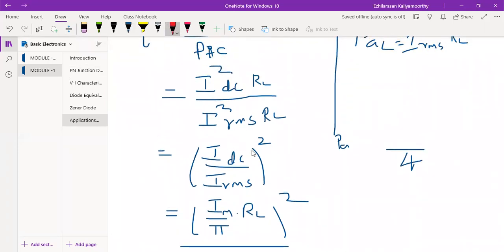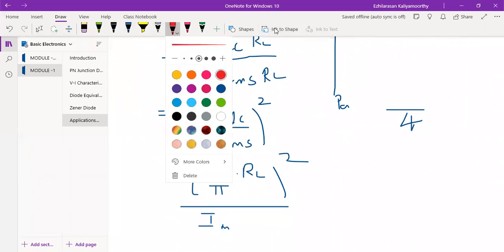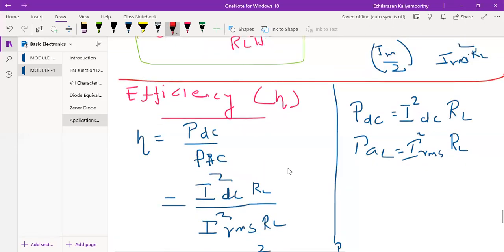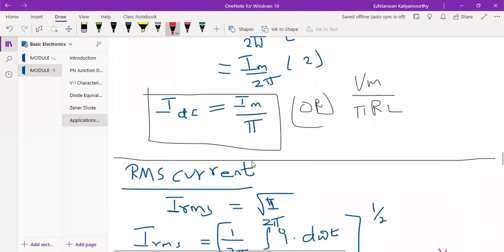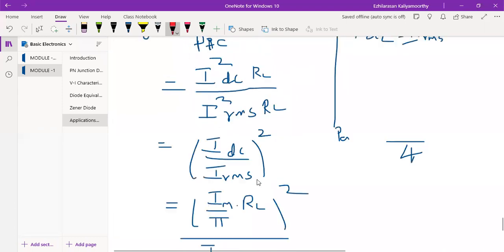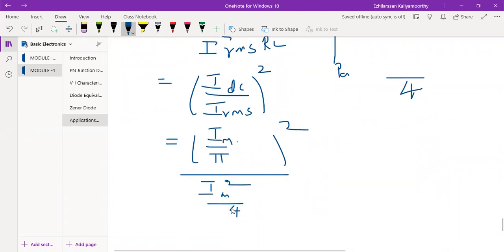I think RL won't come. Yes, IDC is equal to IM by pi. For your convenience, I'm showing that IDC is equal to IM by pi, because already the RL is accounted for, so it is not required. Next, IRMS is, I think, IM square by 4, which is your IRMS the whole square.